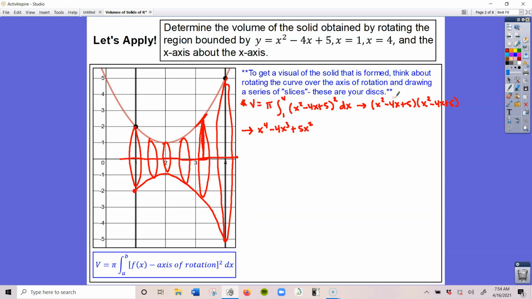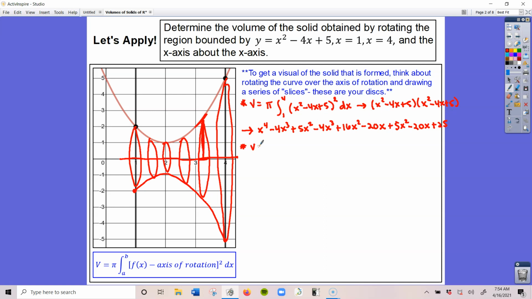Now I'm going to distribute the negative 4x, so minus 4x to the third, plus 16x squared, minus 20x. Now I distribute the 5, plus 5x squared, minus 20x, plus 25. So now we're ready to combine like terms and rewrite this integral.